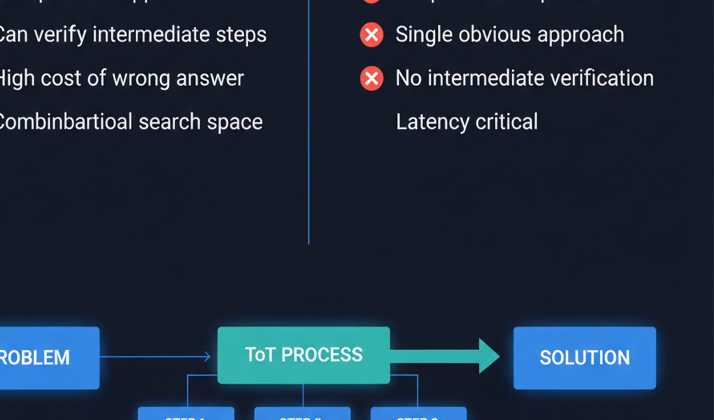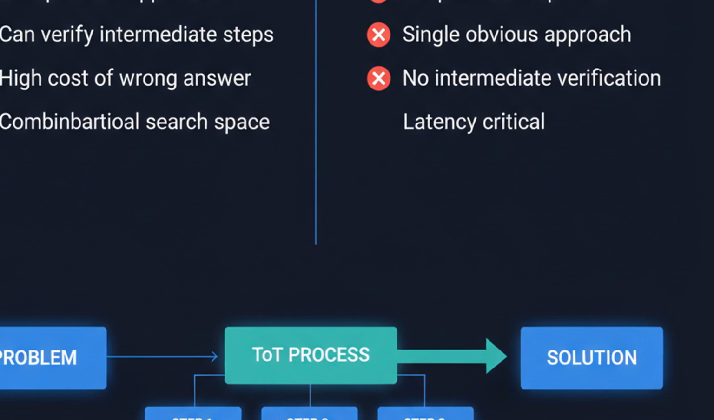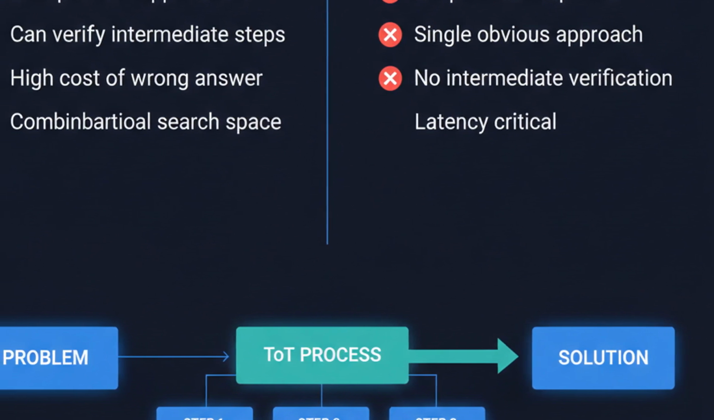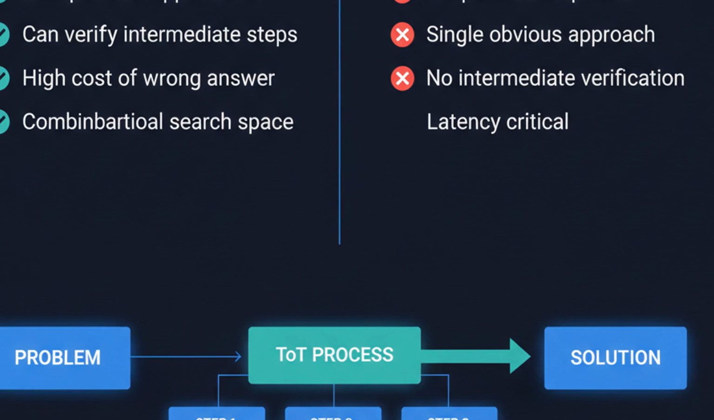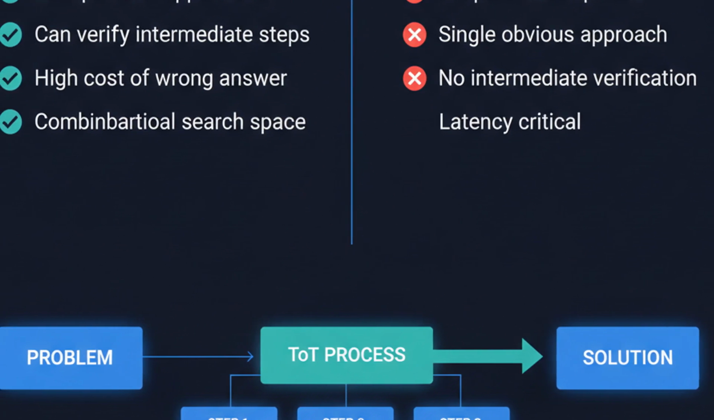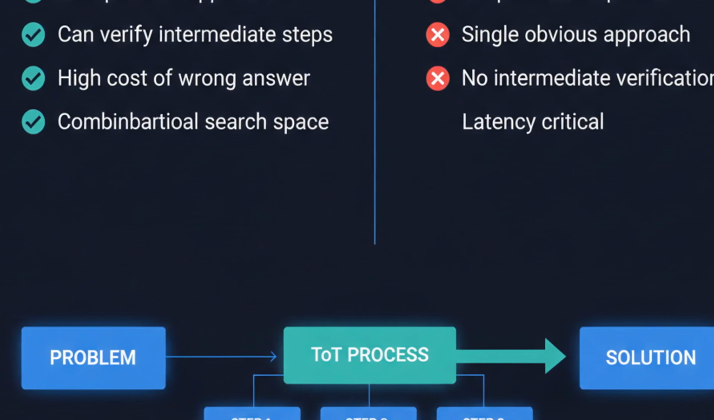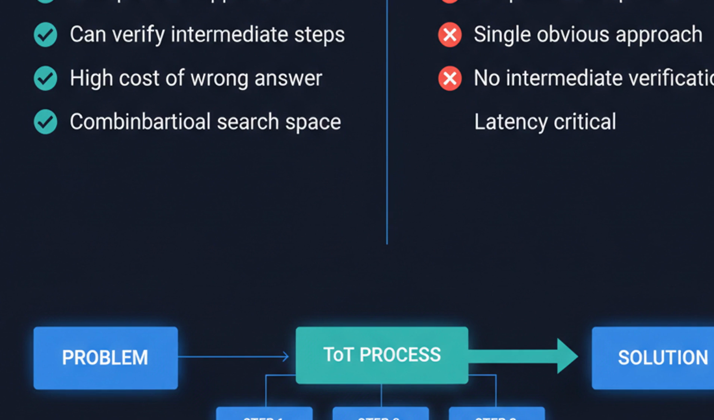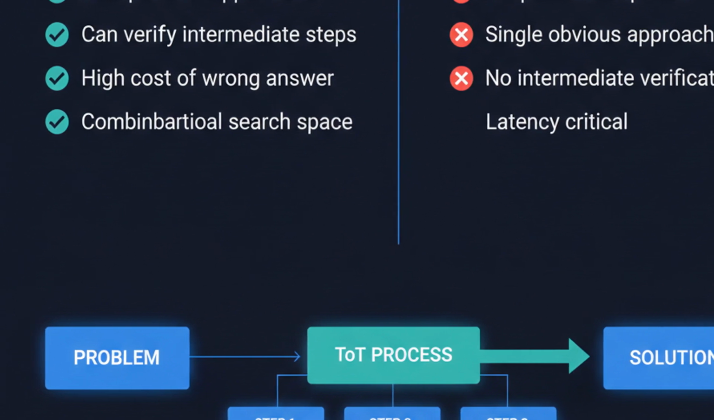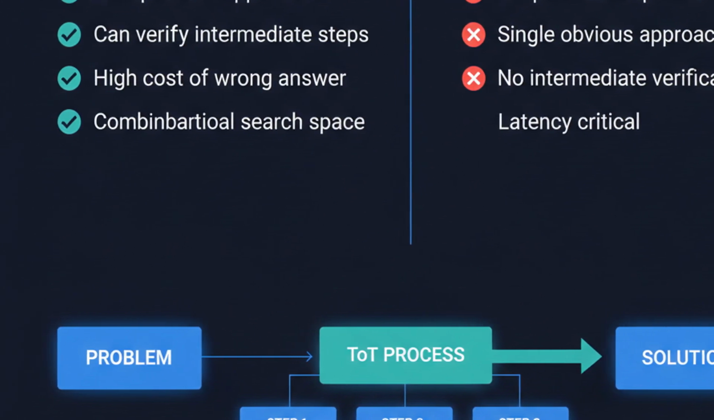Tree of Thought is your go-to for problems with high branching factor and verifiable intermediate states: puzzle solving, mathematical proofs, multi-step planning, code generation with tests. Anywhere you can score partial progress, ToT helps. But it's expensive. You're making multiple API calls per step, per branch. For simple questions, it's massive overkill. Reserve it for problems where getting the wrong answer is costly and exploration genuinely helps.